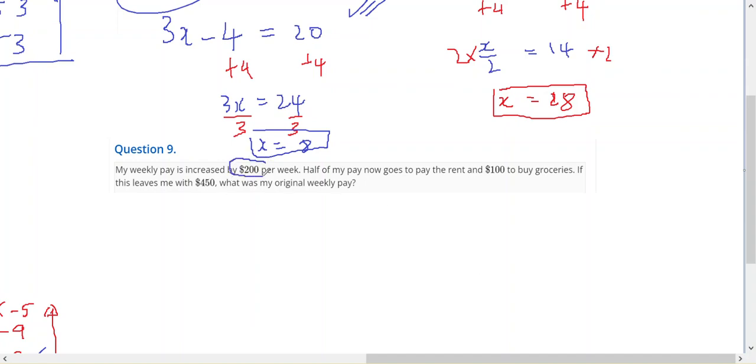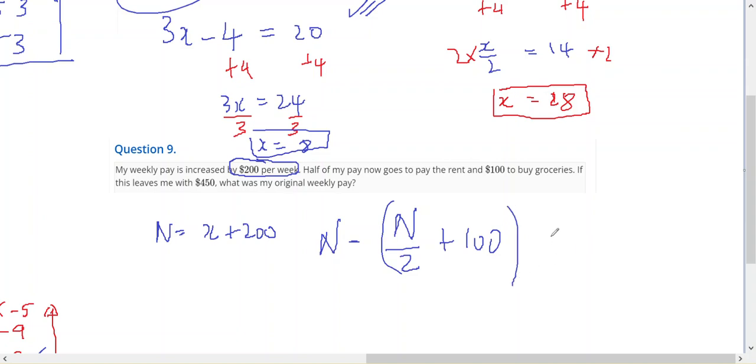My pay is increased by $200 per week. So my new pay is my old pay plus $200. Half of my pay now goes to pay the rent. So my new pay divided by 2 pays the rent. And plus $100 buys groceries. And that leaves me with $450. So my new pay minus all of that will equal $450. My new pay minus what I spend will leave me $450.